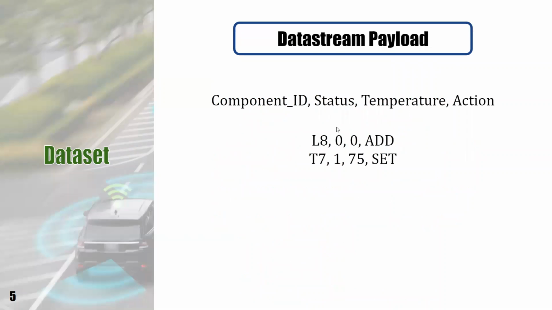So if my Lambda function sees this message, L800 add, that means I need to add my light, which is called L8. If I see T7175 set, that means I need to set my thermostat T7 to 75 degrees Fahrenheit.